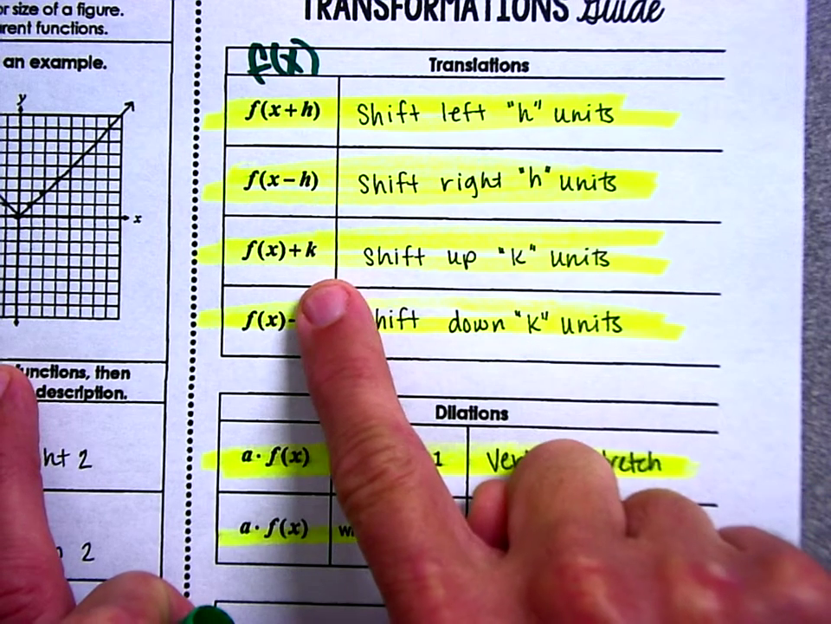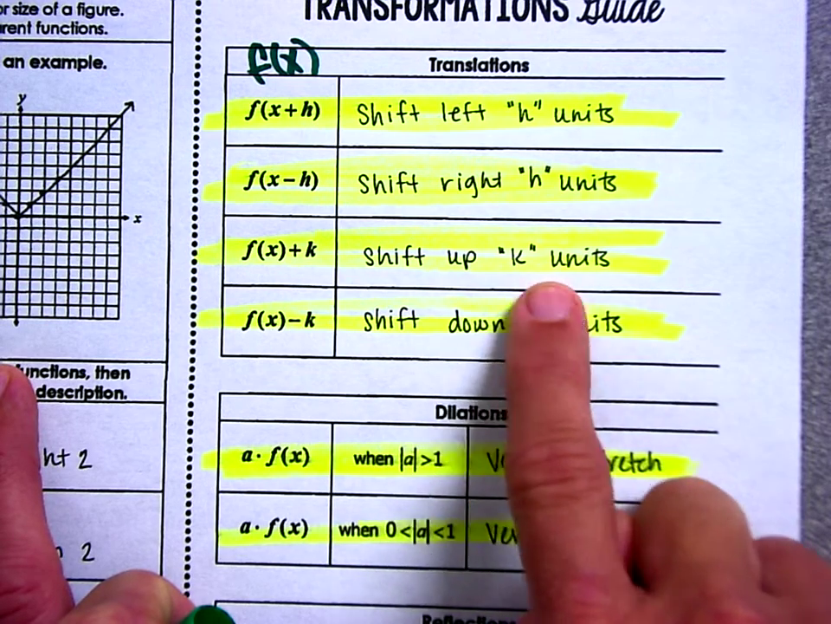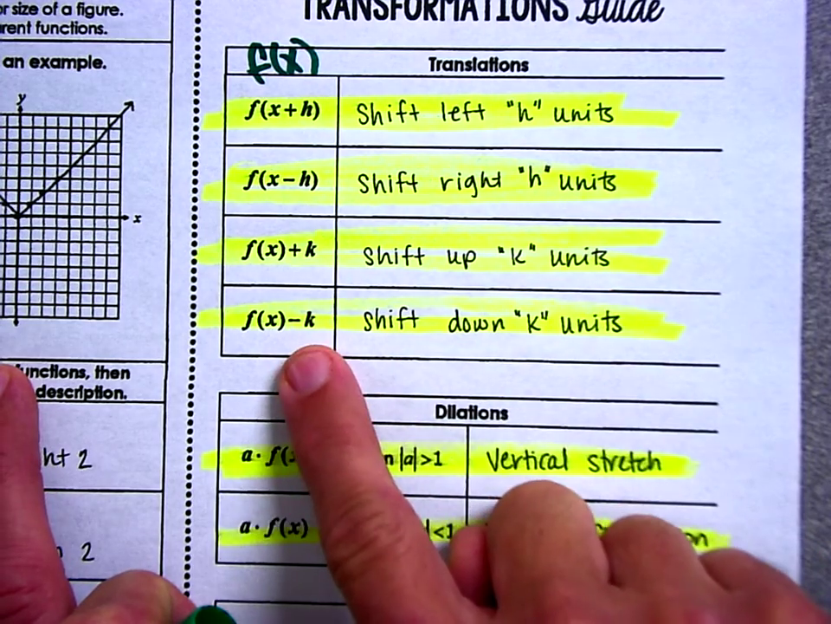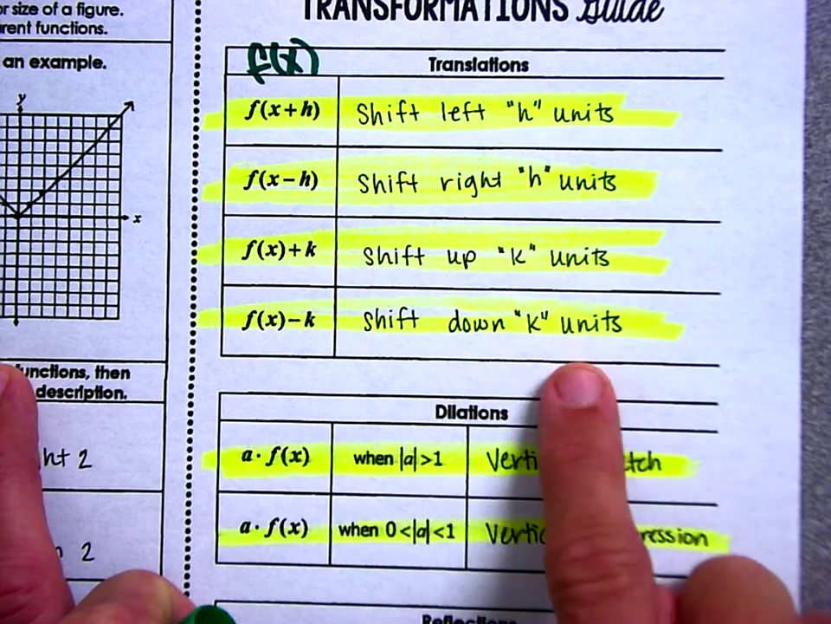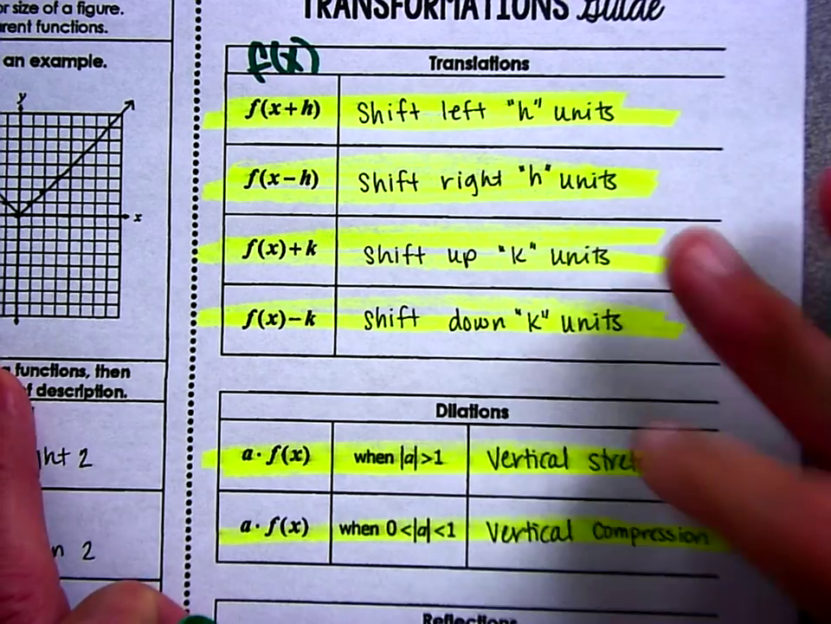If it's on the outside of the operation, plus k is just going to shift it up k units. And if it's minus k on the outside of the operation, it's going to shift it down k units. This will make much more sense when I show you some examples.